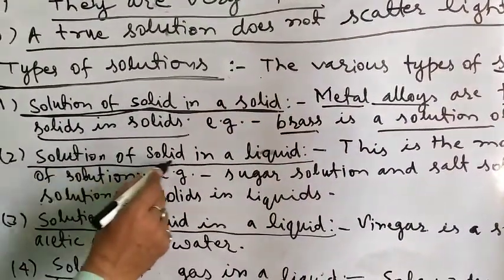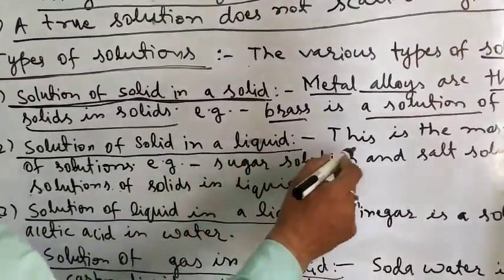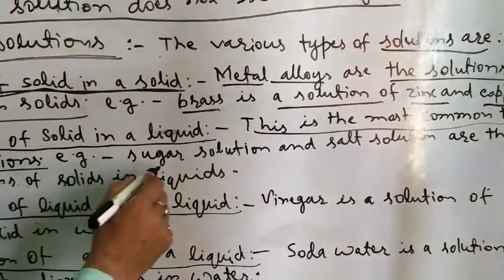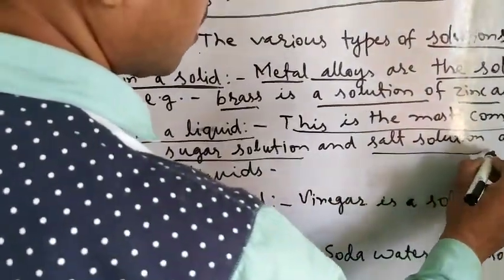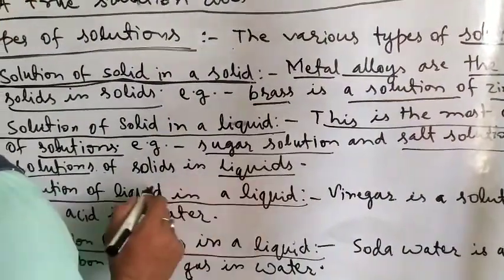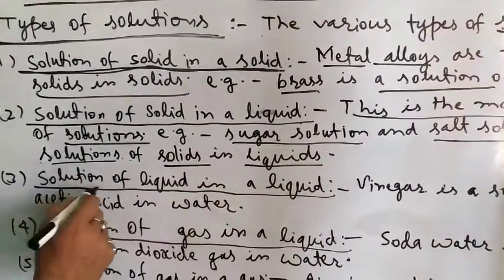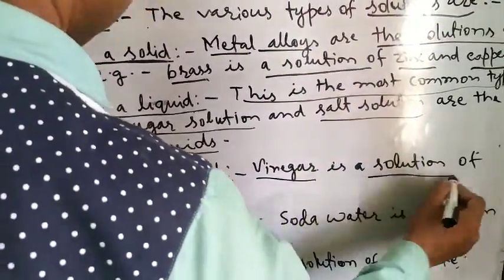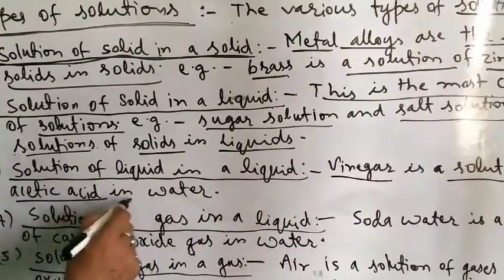Second one is solution of solid in a liquid. This is the most common type of solution. For example, sugar solution, salt solution are solutions of solids in liquids. Another one is solution of liquid in a liquid. For example, vinegar is a solution of acetic acid in water.